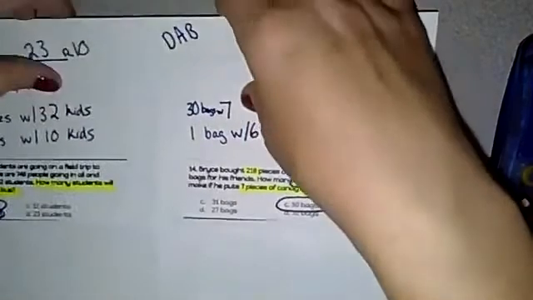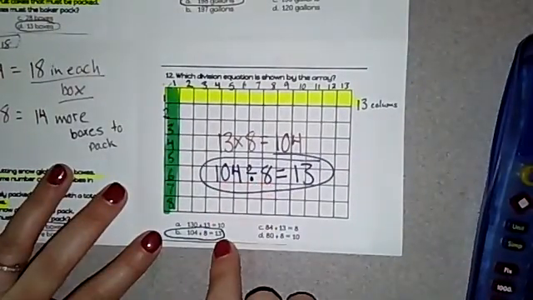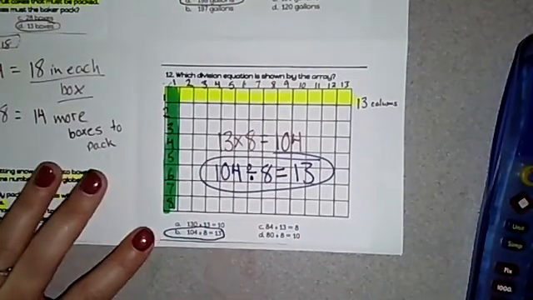All right, flipping over. You ready? 104 divided by 8 equals 13. Is that what you got? All right, cool. I'm going to stop the recording.